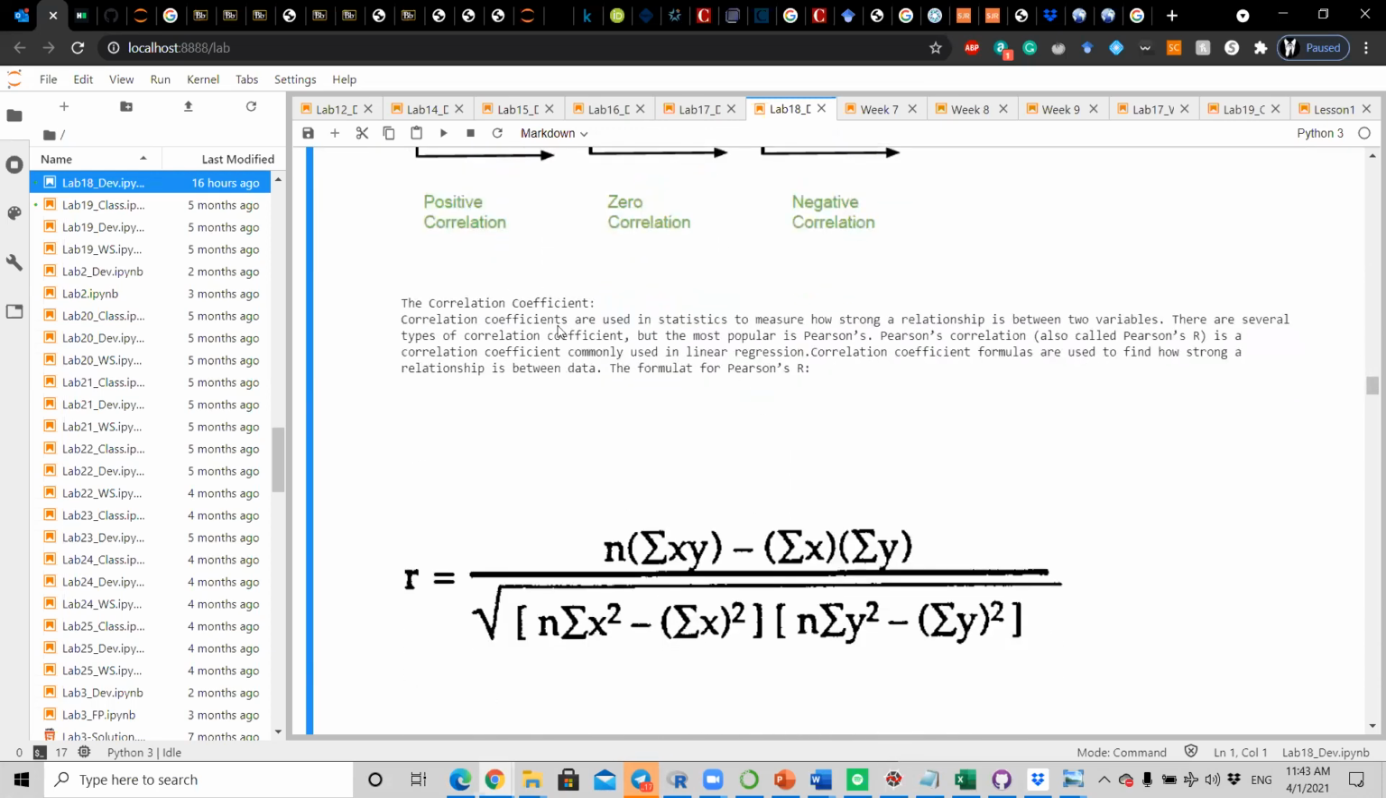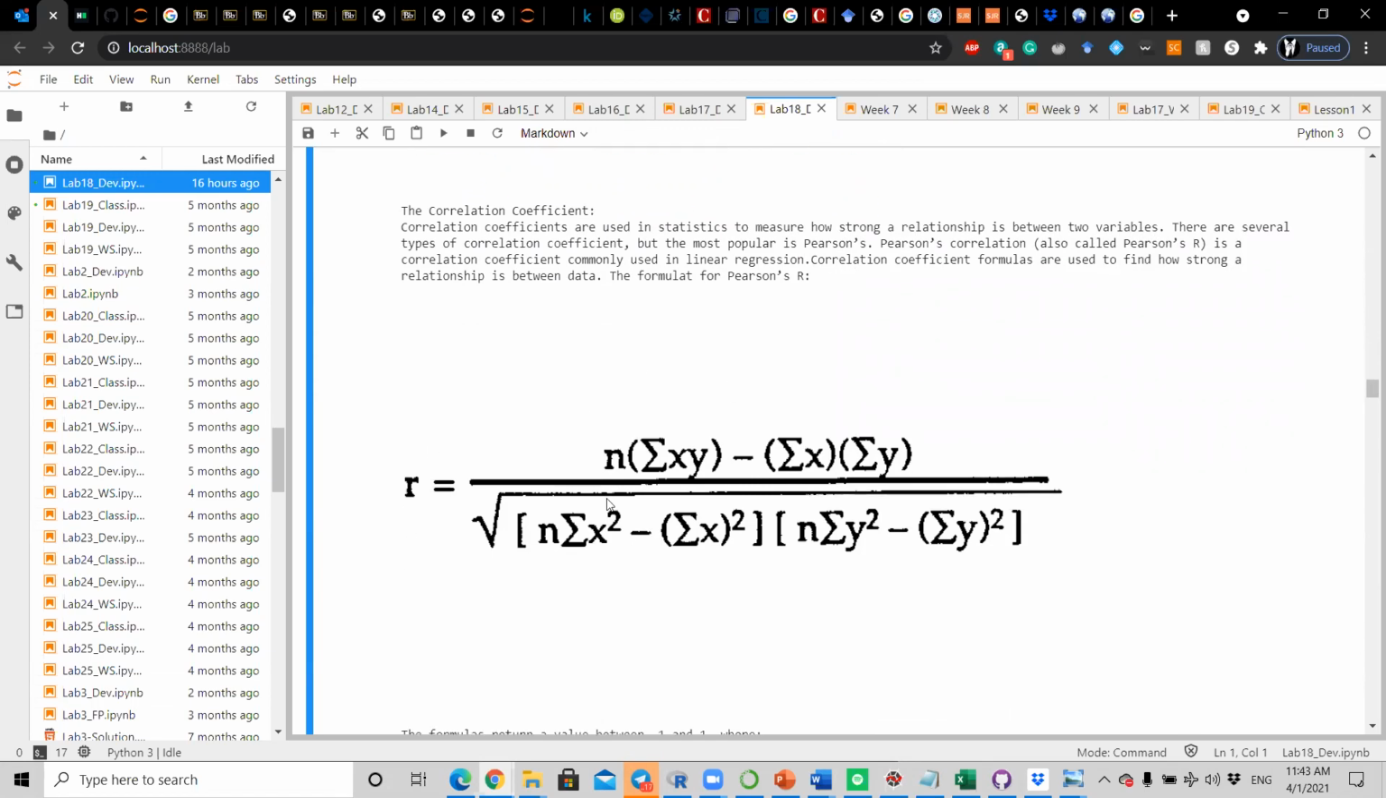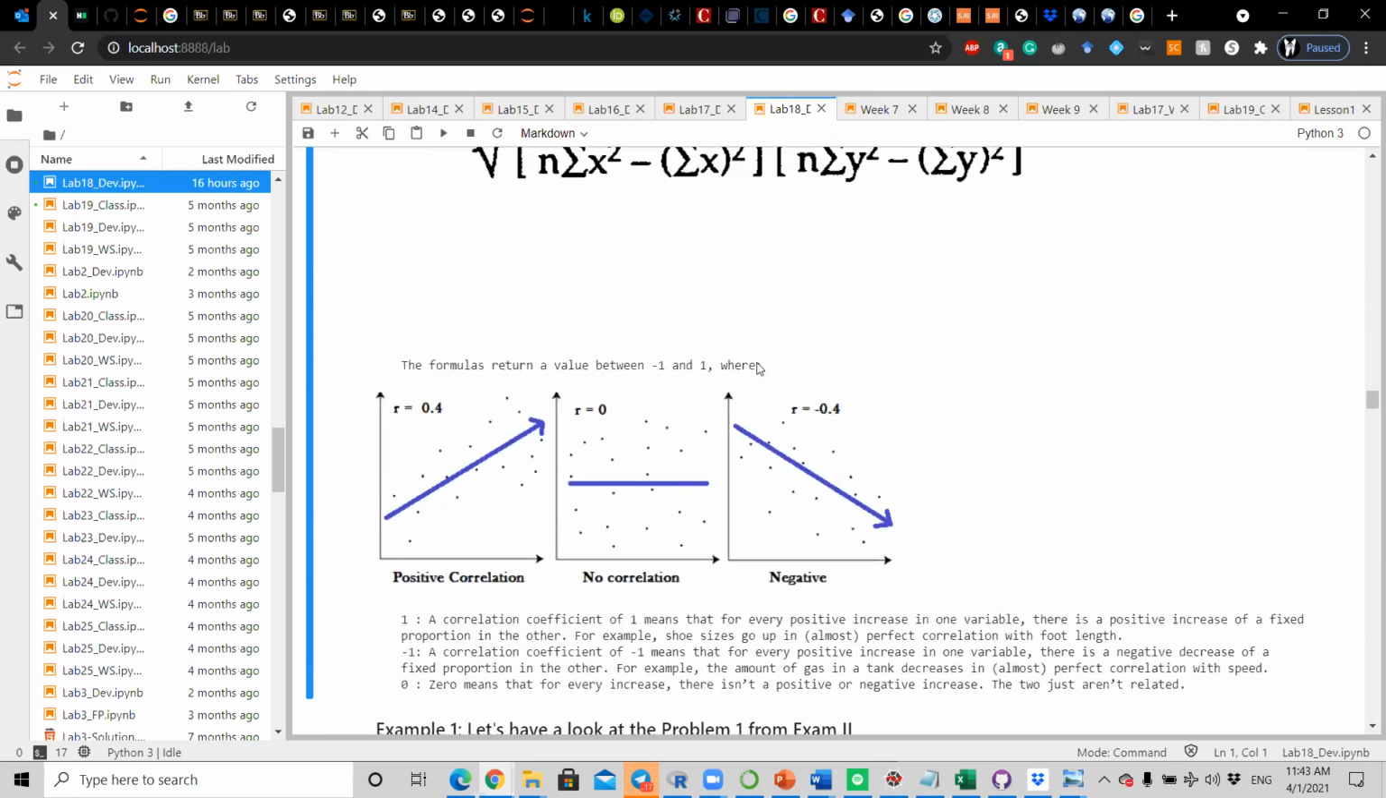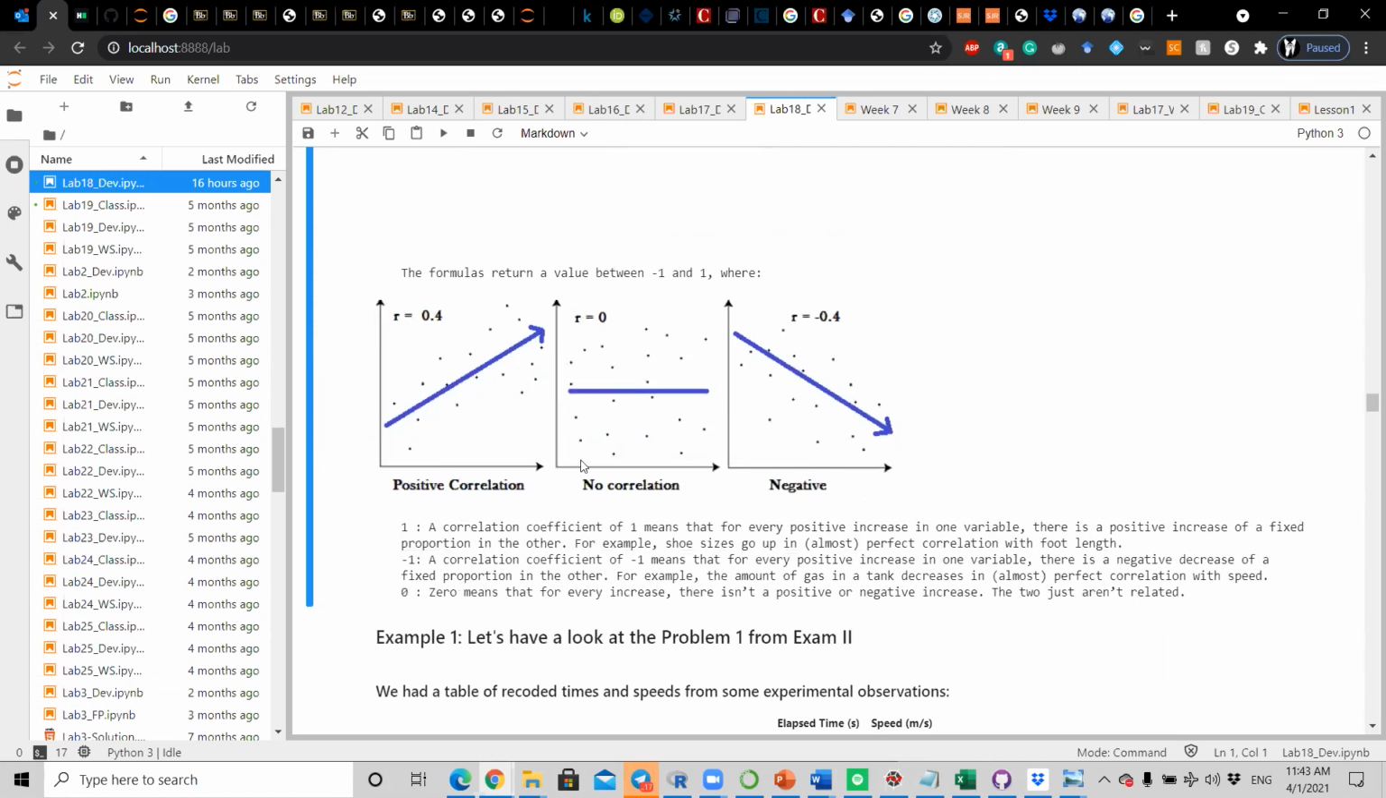Now, the correlation coefficient is the normalized form of the covariance. And we use it to measure how strong a relationship is between two variables. There are several types of this coefficient, but the most popular is Pearson's correlation, also known as Pearson's R. This is how we calculate it. You don't really have to know this formula.